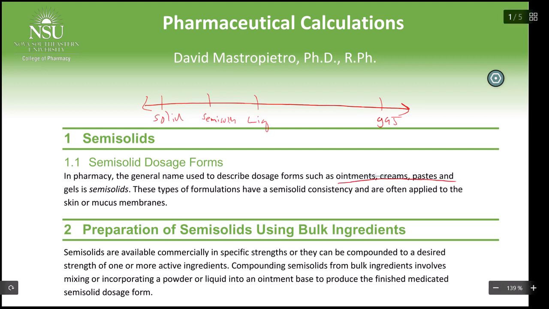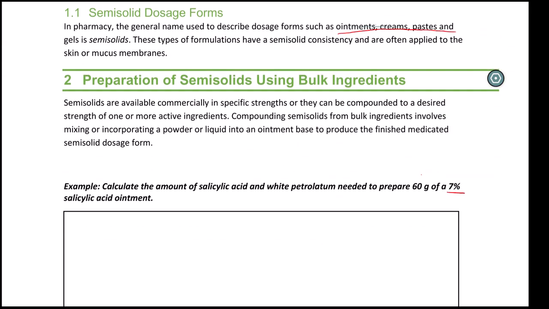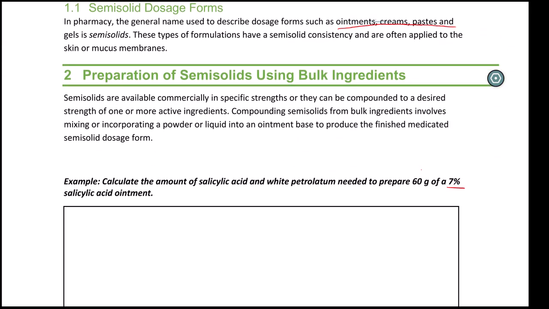Now, the question is, once we know what these semi-solids are, how do we prepare them? We can prepare them in one of two methods. The first method we're going to talk about is where you get the non-medicated base. By non-medicated base, I mean the non-medicated gel, the non-medicated cream, the non-medicated ointment. No drug, just the base, just that ointment that's semi-solid.